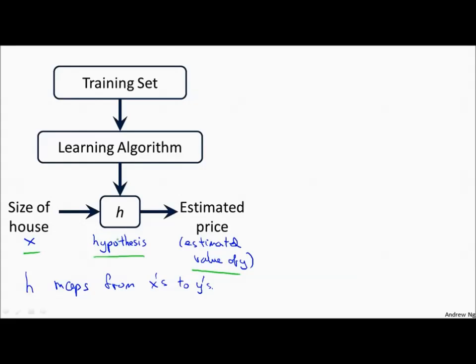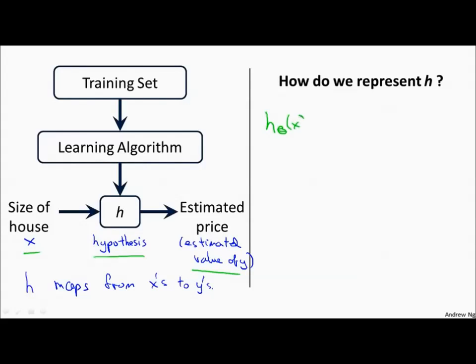When designing a learning algorithm, the next thing we need to decide is how do we represent this hypothesis h? For this and the next few videos, our initial choice for representing the hypothesis will be the following. I'm going to represent h as h subscript theta of x equals theta 0 plus theta 1 of x. As a shorthand, sometimes instead of writing h subscript theta of x, I'll just write this as h of x, but more often I'll write it with a subscript theta.